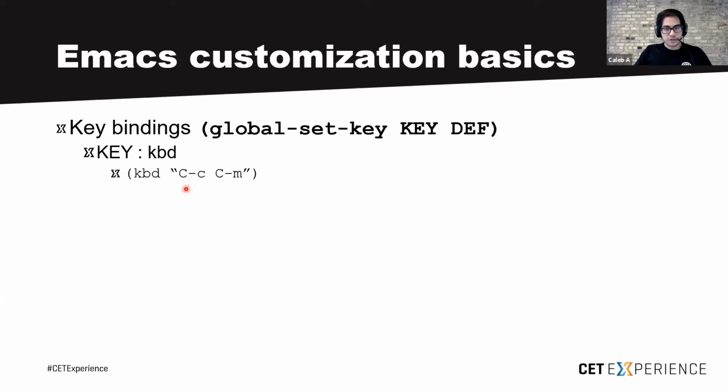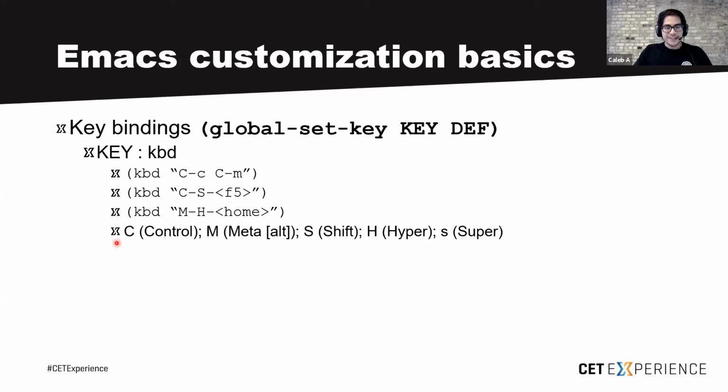So for instance, C-c C-m, C-S-f5, M-H-home. A quick refresher: capital C is Control, M is Meta, capital S is Shift, H is Hyper, which I defined on my system to be the left Windows key. And then there is also another modifier, lowercase s, which is Super, which I don't use. But all in all, we have 5 modifiers that we can have for key commands. It's pretty nice.